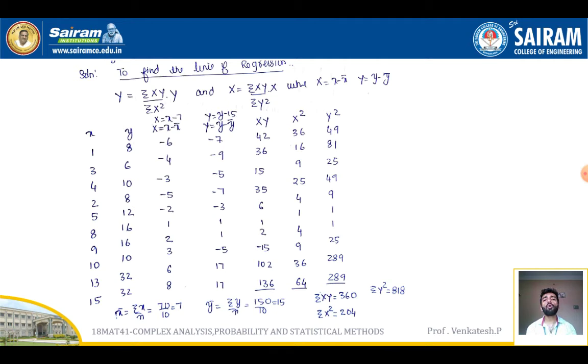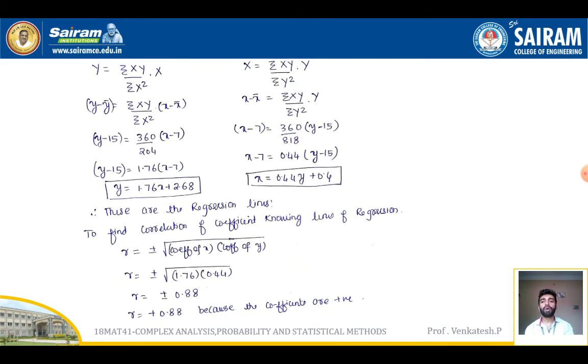So now I'm going to find the line of regression Y on X. The formula is capital Y is equal to summation XY by summation X square into X. So capital Y is given by y minus y bar, summation XY by summation X square into x minus x bar. So y minus 15 is equal to 360 by 204 into x minus 7. So I'll be getting y minus 15 equals 1.765 into x minus 7. So I'll be getting y is equal to 1.76x plus 2.68.